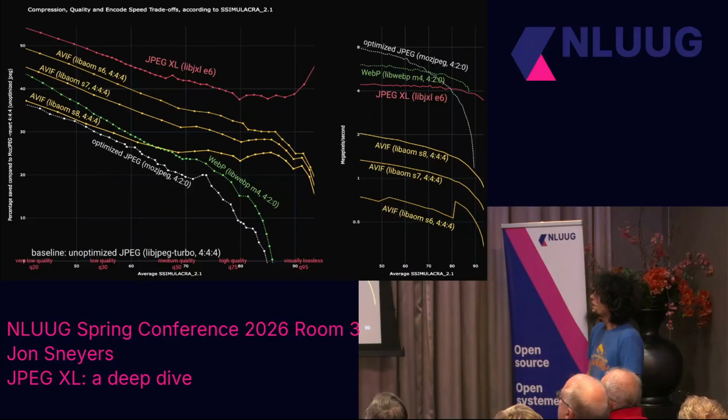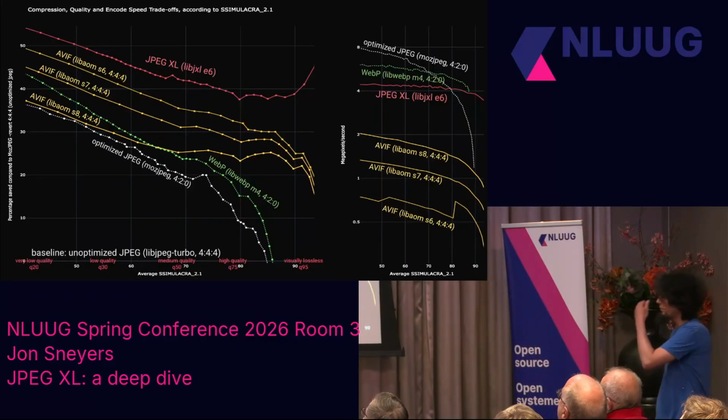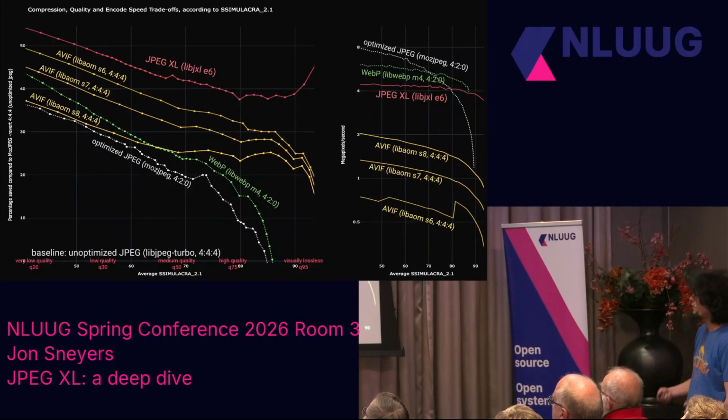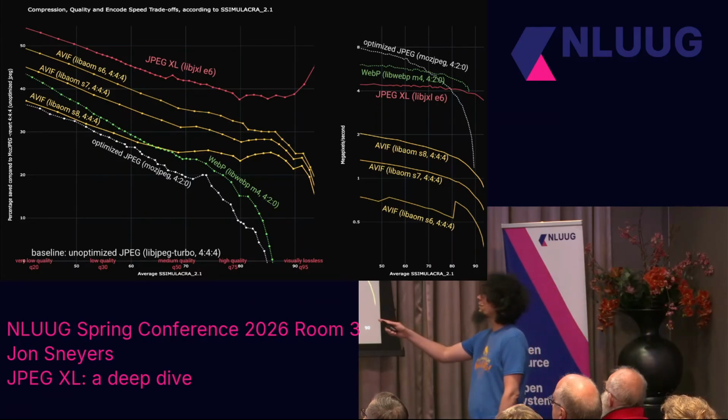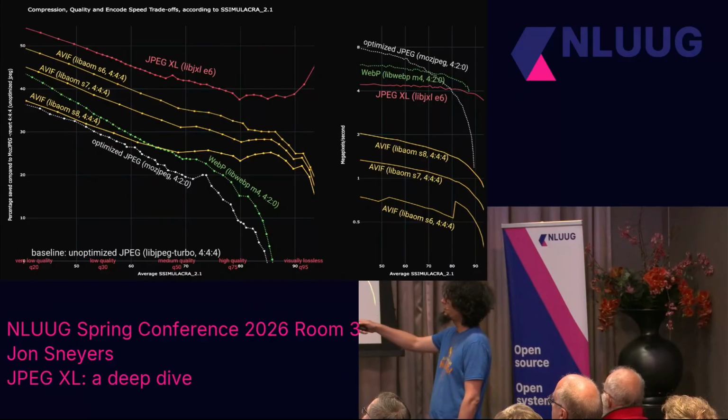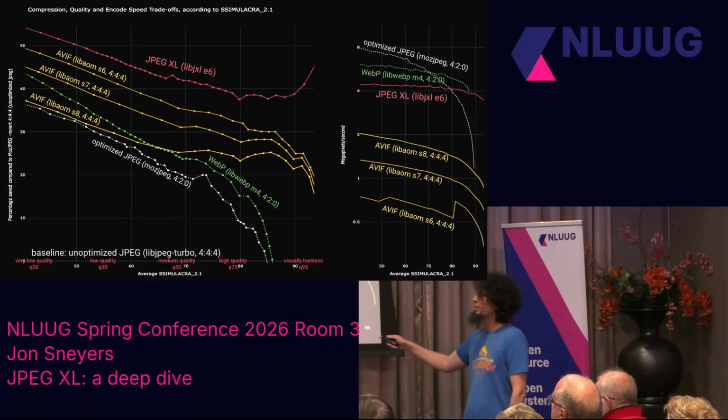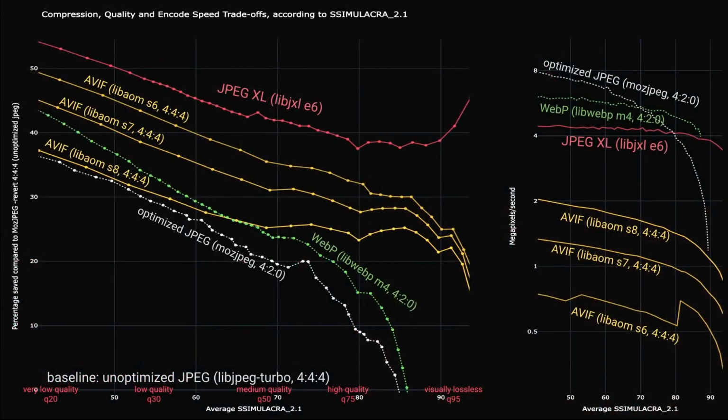All right. Here is another plot showing the compression performance for lossy. On the left, you see how many bytes can be saved compared to normal JPEG. So the 0 point is whatever normal JPEG does. So you can see JPEG XL at the top there is getting you something between 40 and 50% smaller files for the same visual quality.